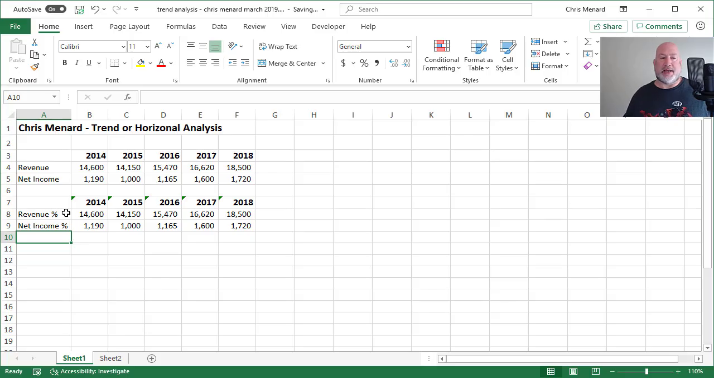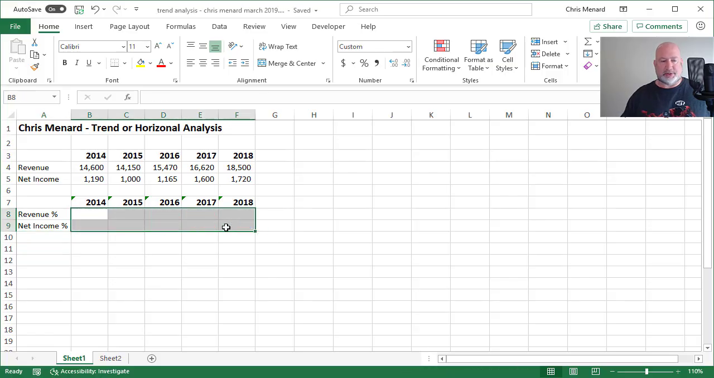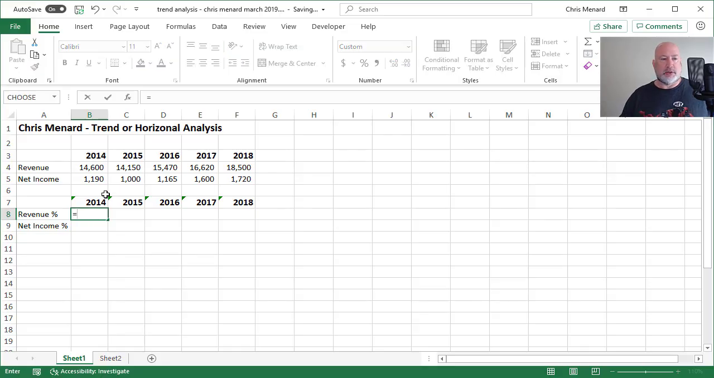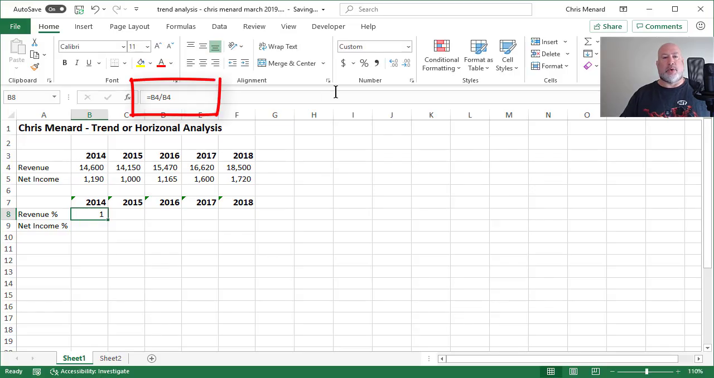I changed A8 and A9, added a percentage in there. I don't need these numbers. So not only is the base year always positive, it also should always equal, each line item should equal 100%. So revenue is going to be 14,600 divided by 14,600. 100%, the number one, perfect.